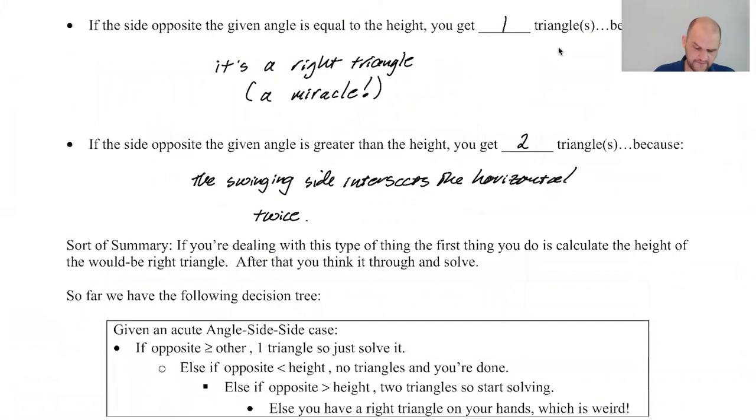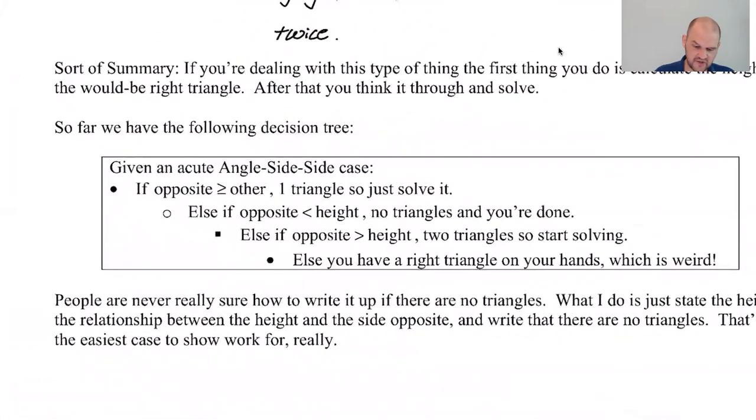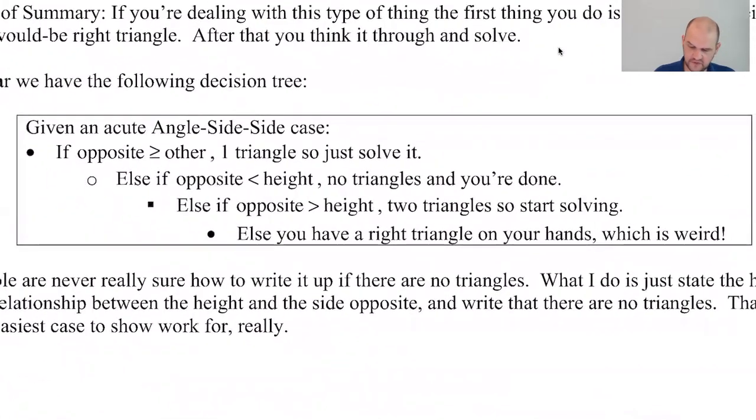So we get twice. And then here's a decision tree, or kind of like some pseudocode if you're going to write a program that does this. If the opposite is greater than or equal to the other side, you get one triangle, so you solve it and you're done. Otherwise, you move on. You calculate the height, which is the other side times the sine of the angle. If the opposite is less than the height, there are no triangles and you're done. Otherwise, you move on to the next scenario.